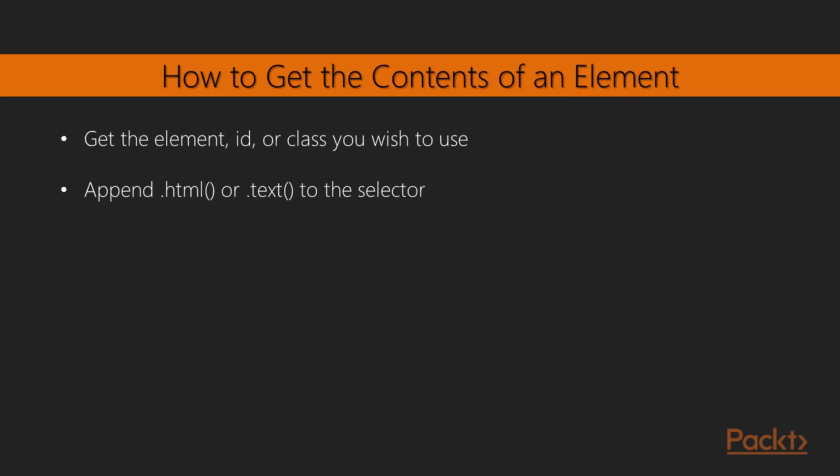So now that we have the element itself, how do we get the contents of it? Well, first you get the element that you want to work with, the ID, class, however you want to use that we just saw. You would use that, and then you would add .html if you want to get the HTML of that selector, or .text to get the text or content of that selector.